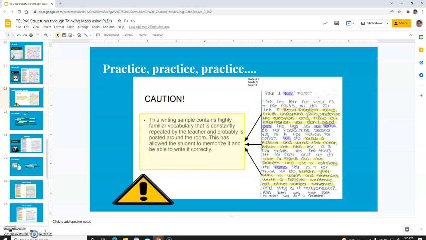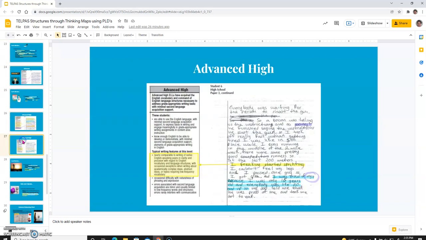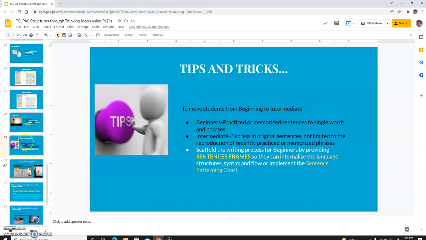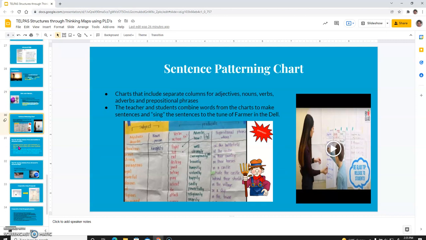I also share with teachers, to answer their question about picking between two proficiency levels, that whenever they are rating, they should always ask themselves: there's a reason why they have multiple writing samples. And so the question that they need to ask themselves is, what level does a child perform at the most consistently? That's what I go with. And so we go through all of them, and I share with them some tips and tricks of how to move students from beginner to intermediate. Again, all this is information and resources from Region 1.